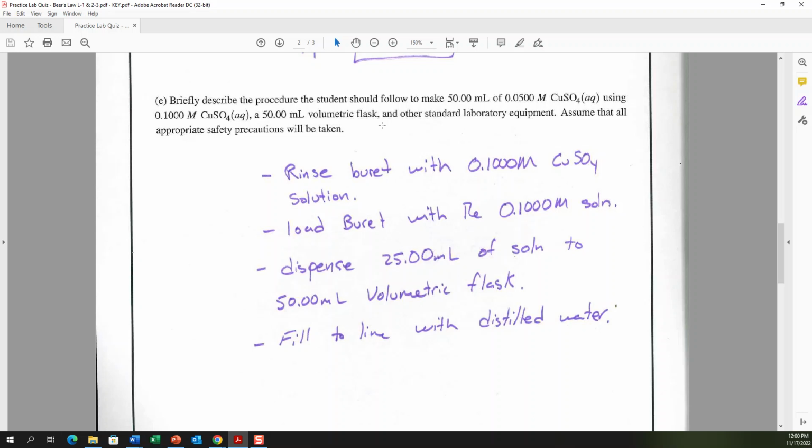So you would rinse the burette with your stock solution. Remember, you always rinse with your solution, not just distilled water. Then you're going to load the burette with your stock solution. You're going to dispense 25 milliliters of the solution to your volumetric flask, and then you're going to fill the volumetric flask to the line with distilled water. All right, and there you go. And then, don't write this, but we could write boom baby here because we just made our solution. All right.